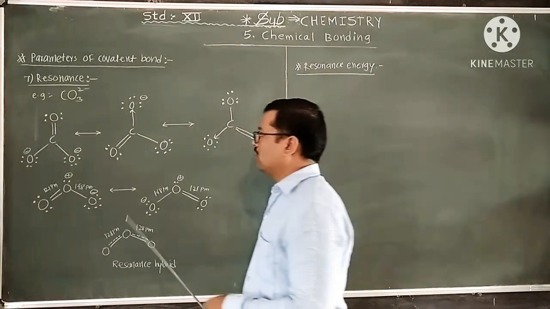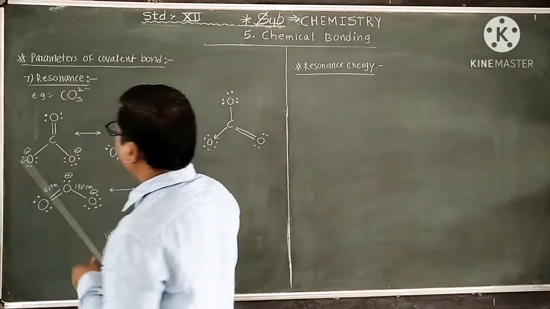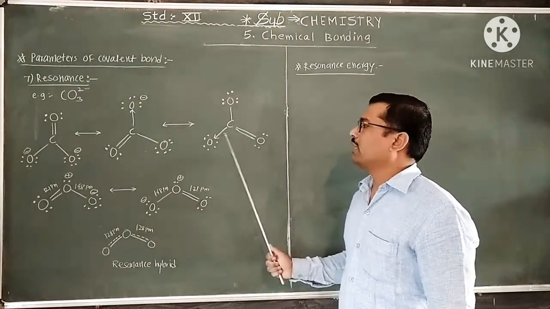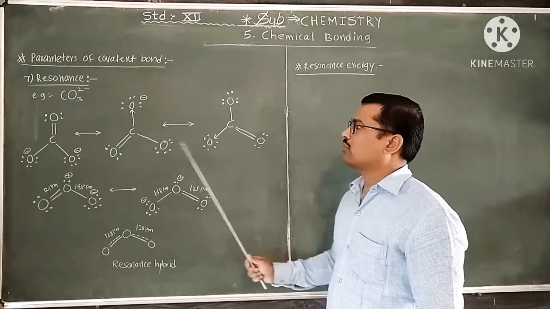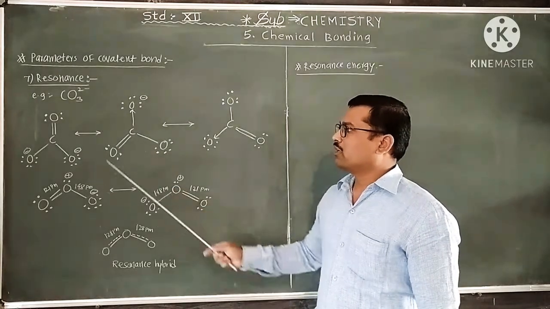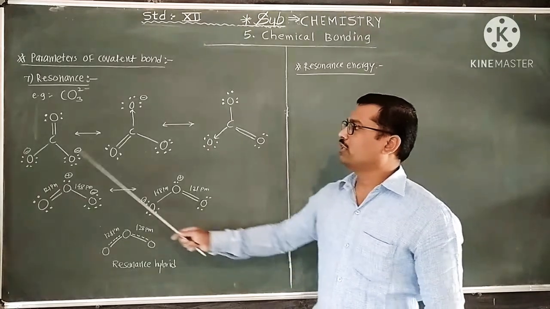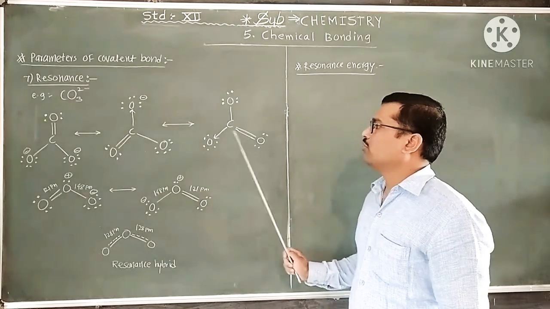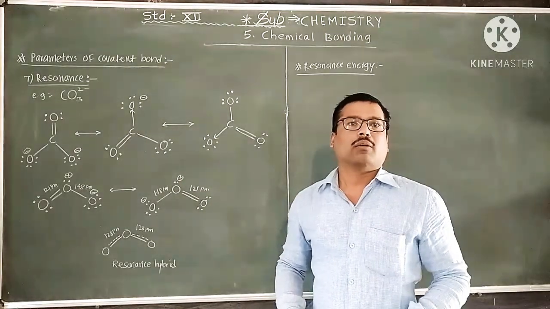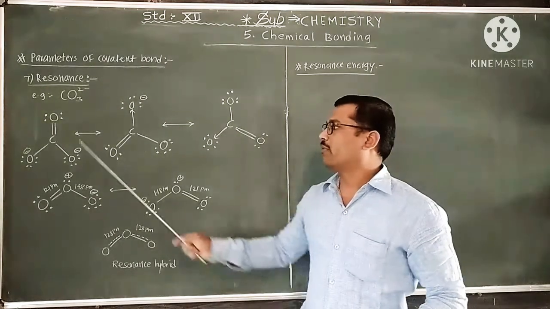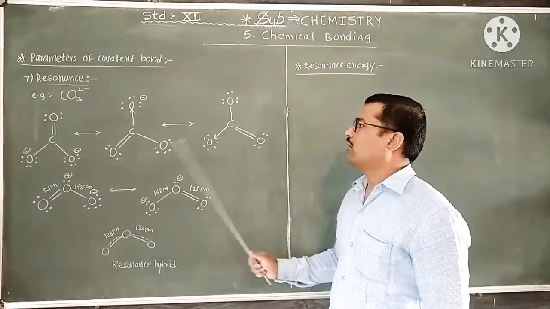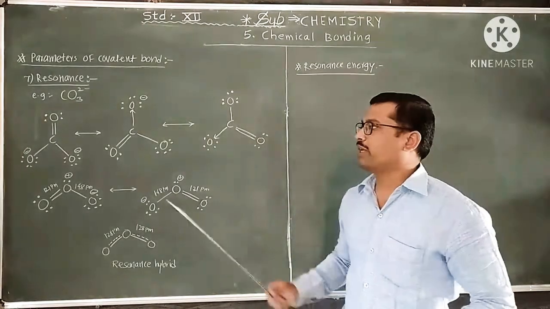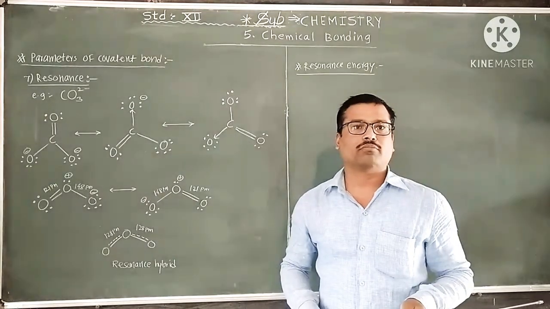Here the example is CO3 2 minus. These are the resonating structures of the CO3 2 minus ion. The difference in these three structures is the position of the double bond. That means only the position of electrons is different, but the position of the atoms remains the same.